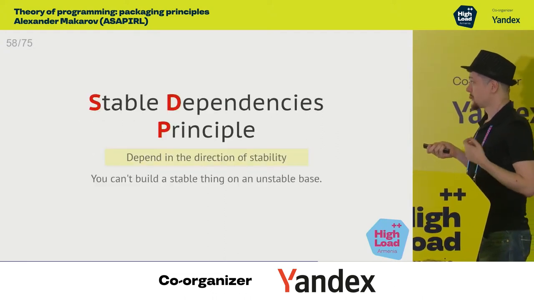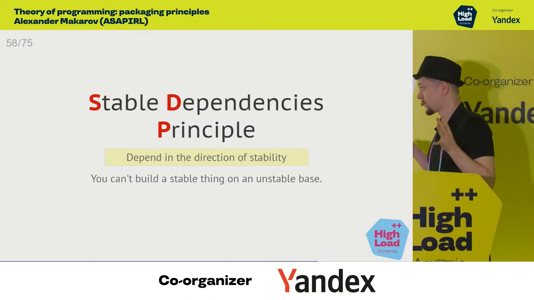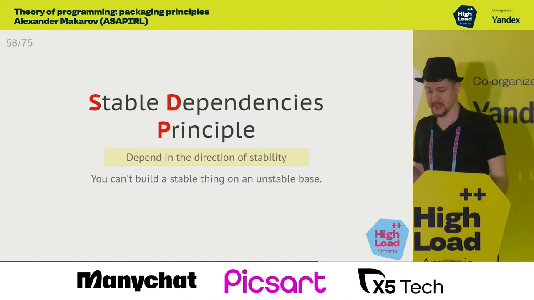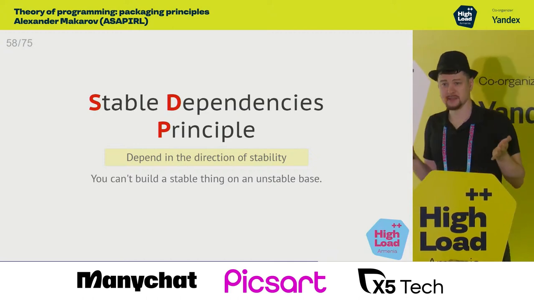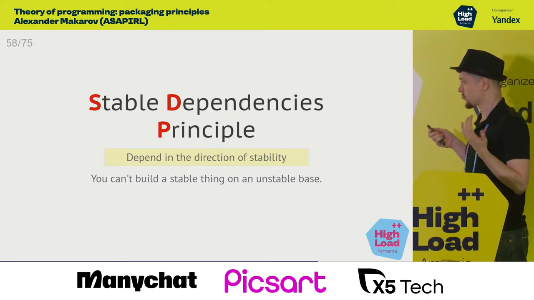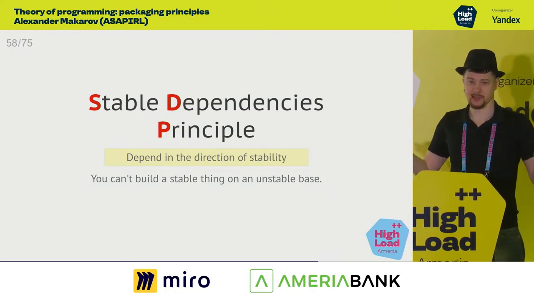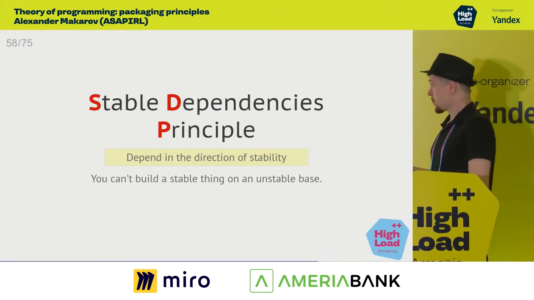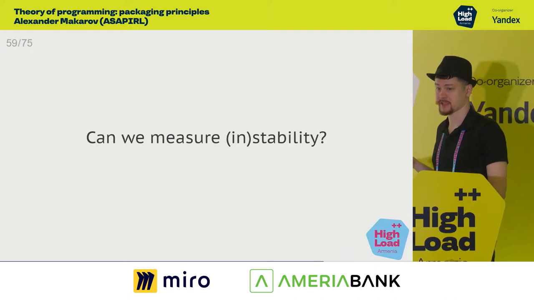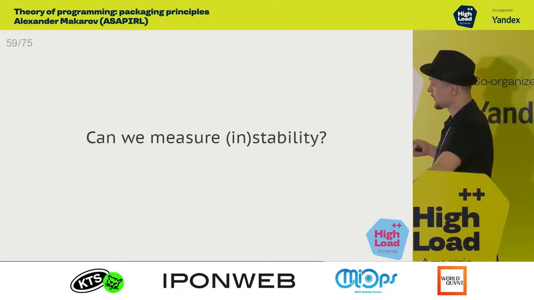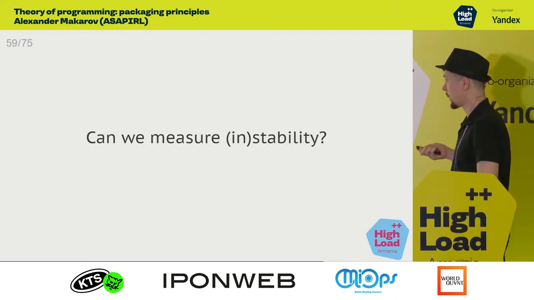Or you can rethink the whole package, because sometimes it's not really possible to refactor the existing one. So the stable dependencies principle, that's another one. It says: depend in the direction of stability. It sounds very obvious, so you cannot really build a stable thing on an unstable base, right? It will just collapse. But how to measure this stability or instability? That's not so easy, but doable.